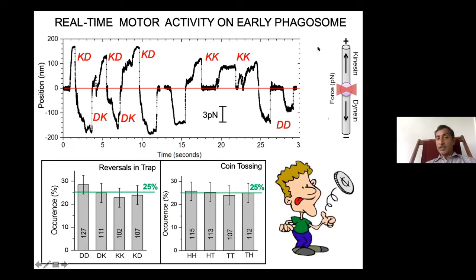Does that answer your question, or did you have a different question? I was asking that when you say stalled, that means an equal and opposite force is being exerted by the trap plus the dynein. Is that correct? The dynein is trying to pull you out and the trap is trying to pull you back. Right. Yes. Can I go on? Yeah, thanks. Yes, thank you.